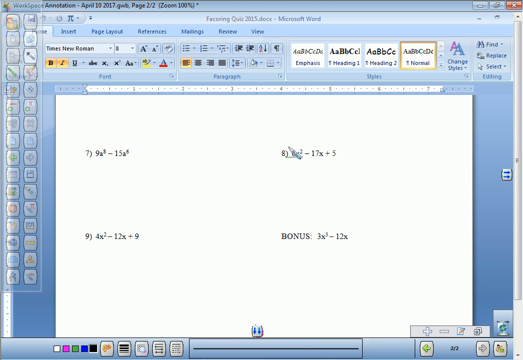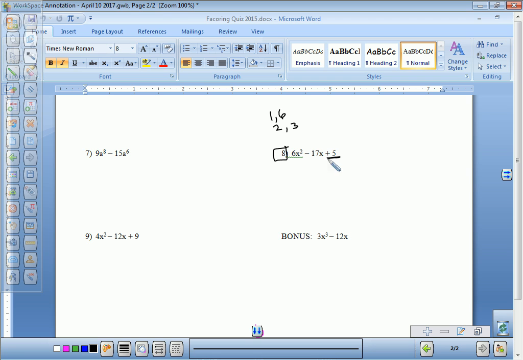Alright, so Claire wanted one that didn't have a 3 in it. This one right here. This is the one we're going to do. This leading number is not a 3. It's a 6. Well, that's a little frustrating because 6 has a couple of factors. It could be 1 and 6 or 2 and 3. How do I know which one to start with?